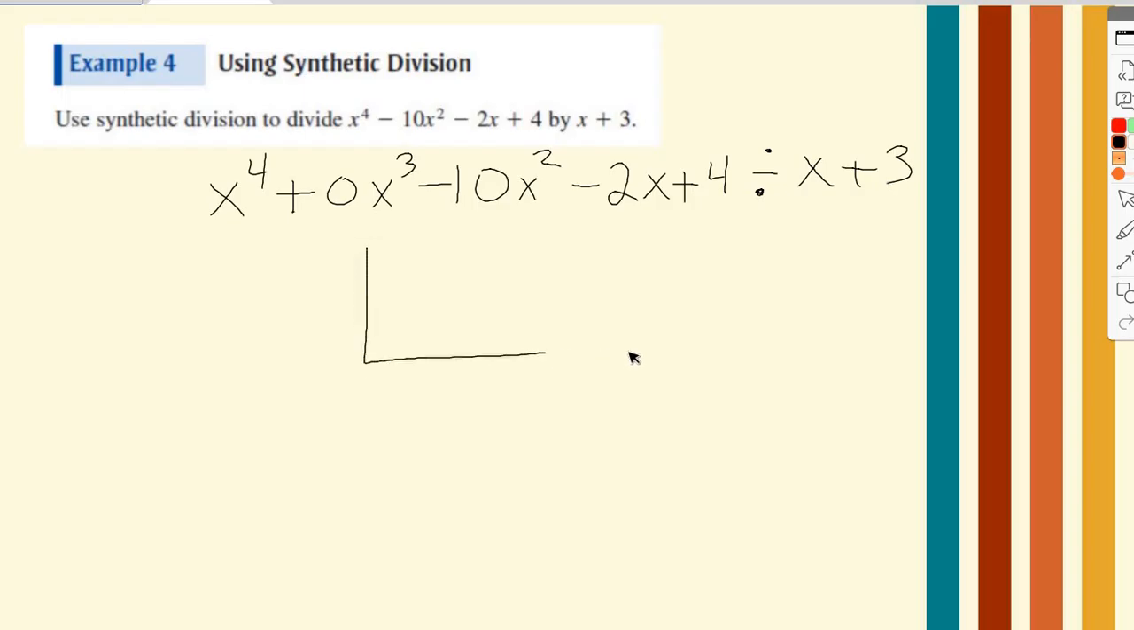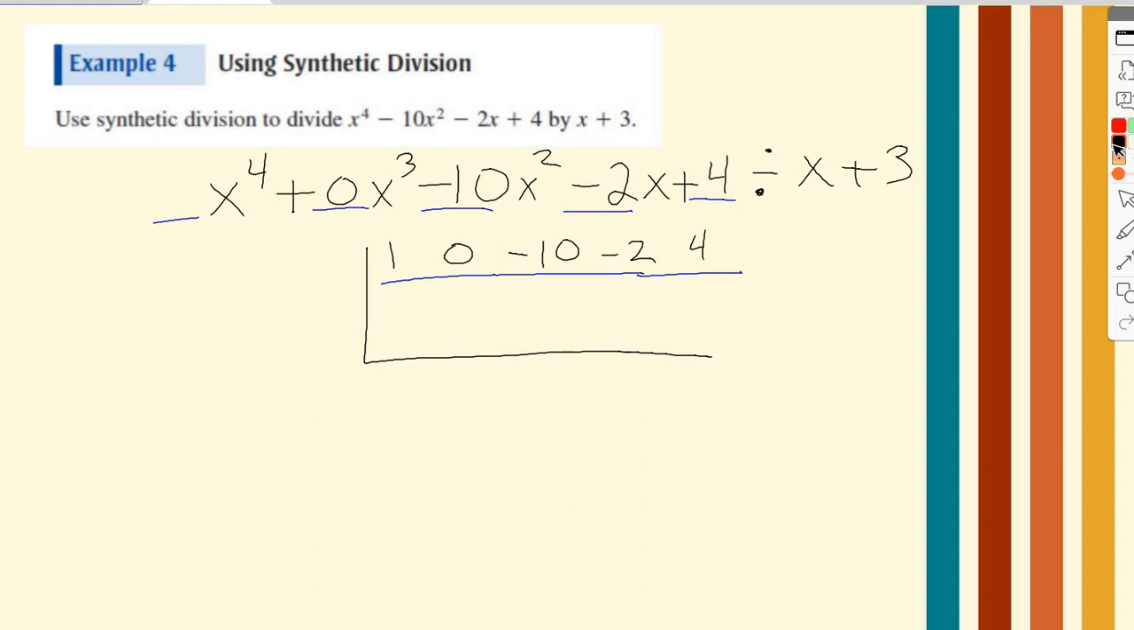So then we have our upside down division symbol. Okay. And then we are just going to take the coefficients. What are the coefficients? The first numbers. Yeah, so I'm just going to take each of these numbers, and that's what we're going to write on the inside here. So I'm going to write 1, 0, -10, -2, and 4. Are y'all okay with that? Do y'all see where I got those from?